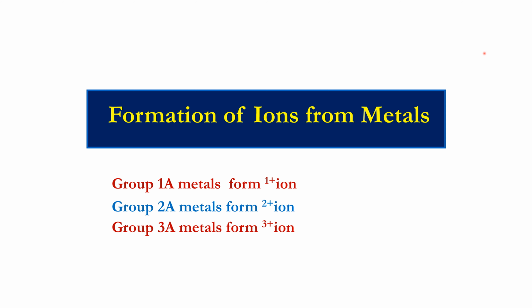We now look at formation of ions from metals. Metals give out their outermost electrons in order to have the number of valence electrons of the nearest noble gas. When metals lose electrons, positive ions result because the number of protons will be more than the number of electrons. So that's why it will have a positive charge. Group 1A metals usually form 1 plus ion. This means that they will give out one electron. Group 2A metals usually form 2 plus ion. This means that they will give out 2 electrons. Group 3A metals usually form 3 plus ion, which means that they will give out 3 electrons.